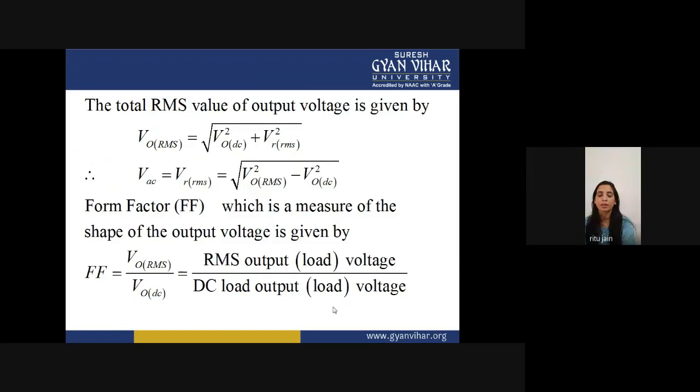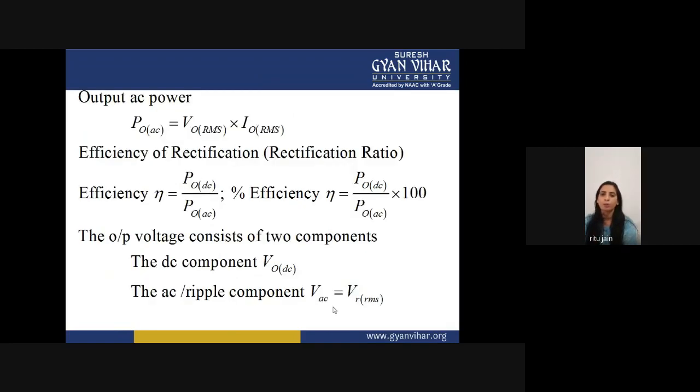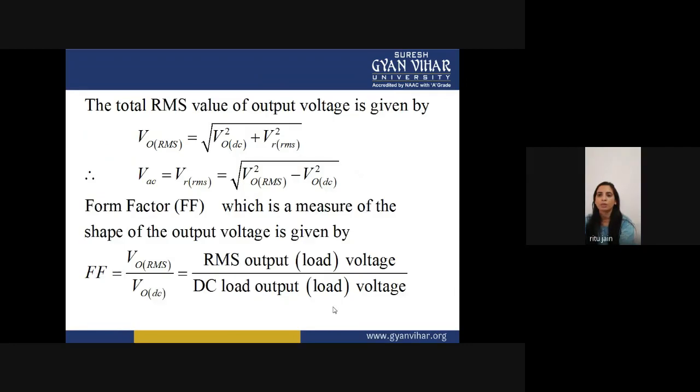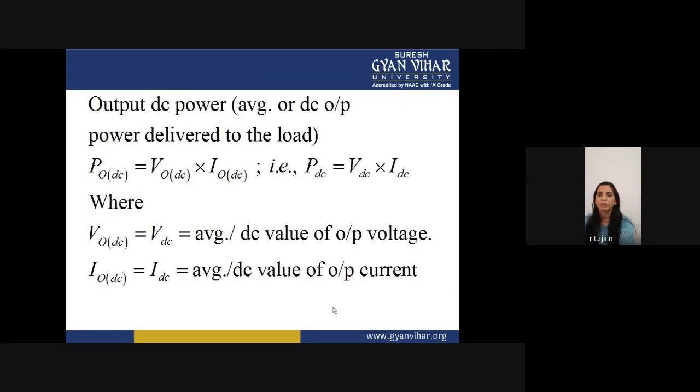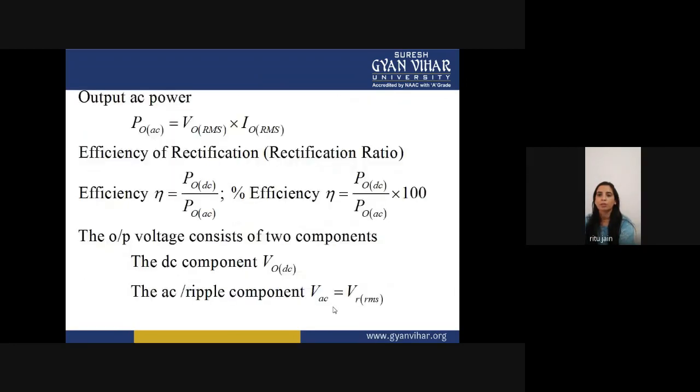Now the total RMS value of output voltage is given by, because the output voltage or current which we are getting from the rectifier has some AC component also. That's why we took the two different formulas. That one was your AC output power and another was your DC output power. So P output AC is equal to V naught RMS into I naught RMS, and AC output power is equal to your V RMS into I RMS.